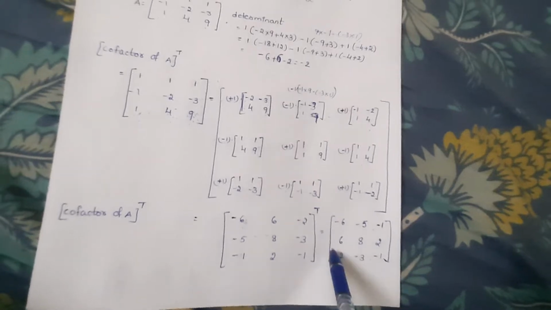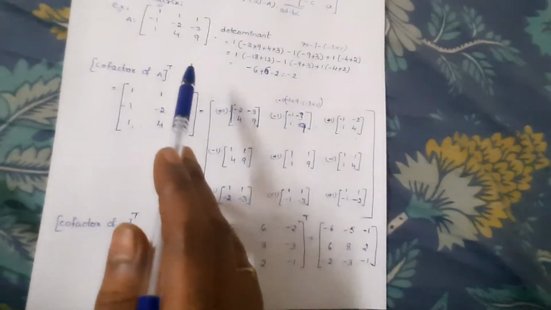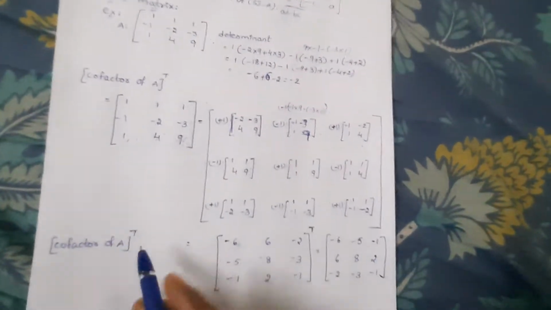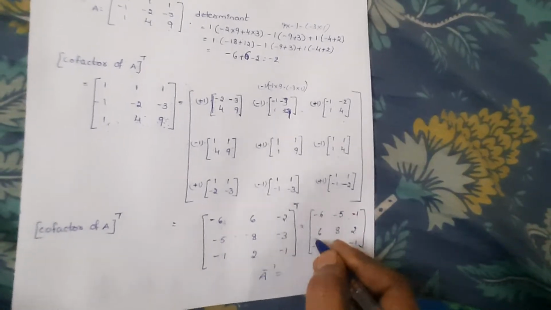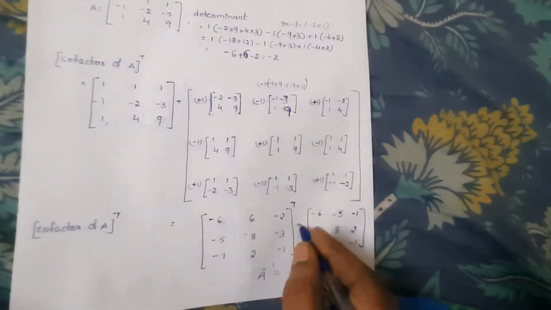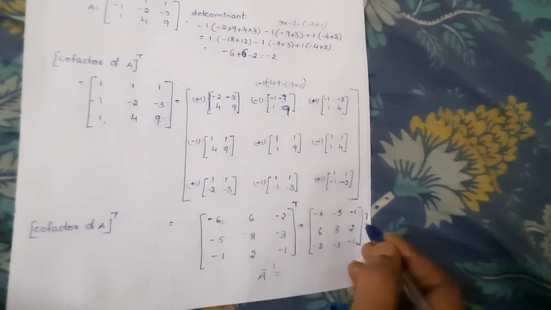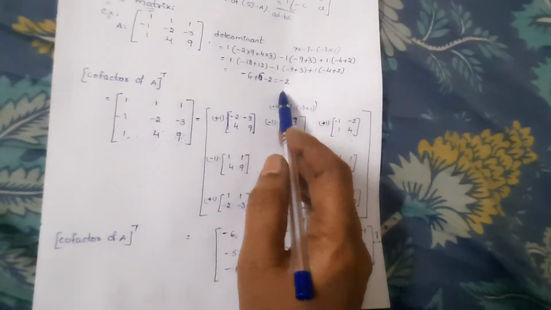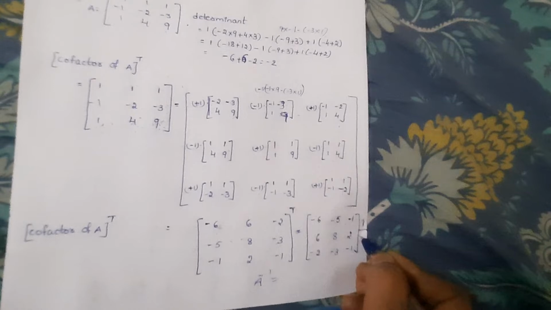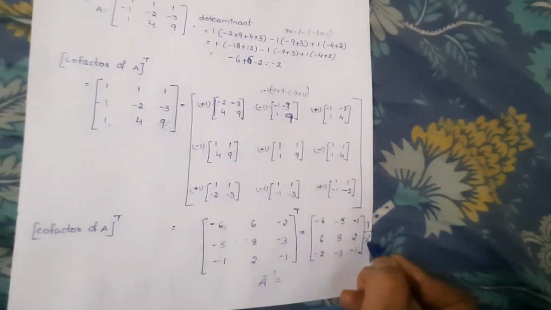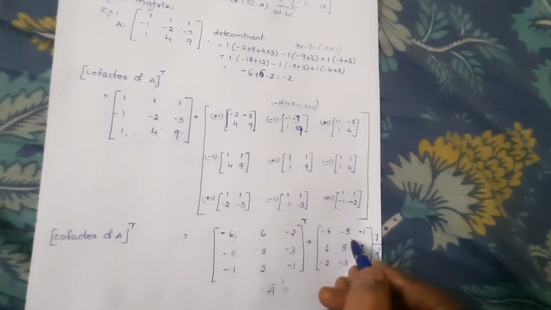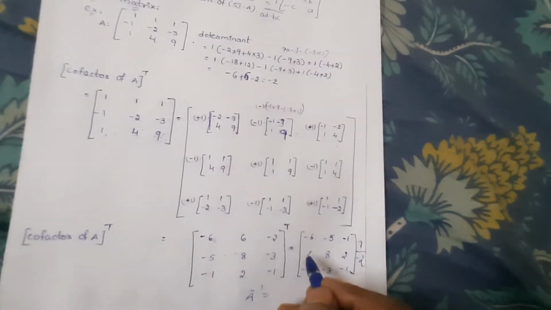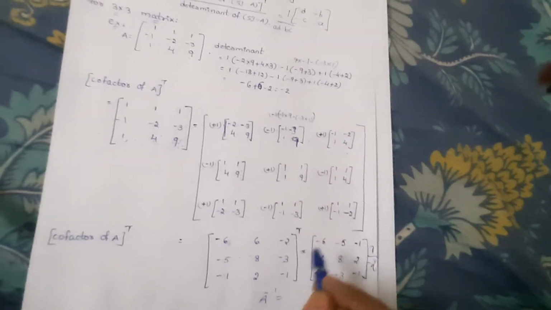Okay. So this and the denominator you should write if you want to calculate this A inverse. If you want to calculate A inverse, you should write the total matrix into 1 divided by the determinant, which is -2. That means you should multiply each term -6 by -2, -5 by -2, -1 by -2, 6 by -2, 8 by -2, like that you should write.